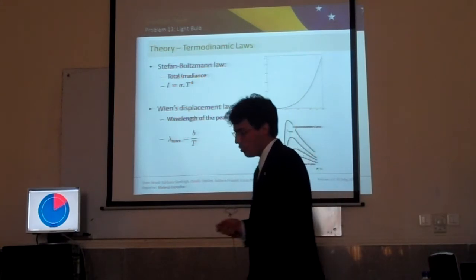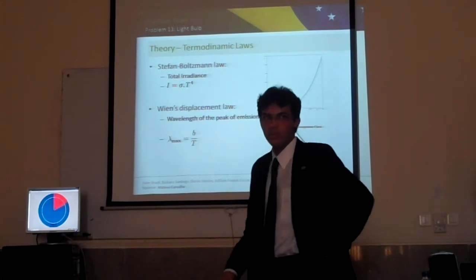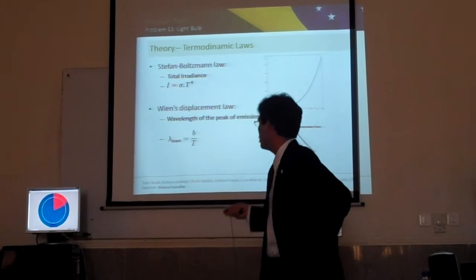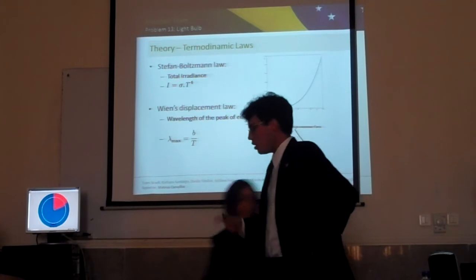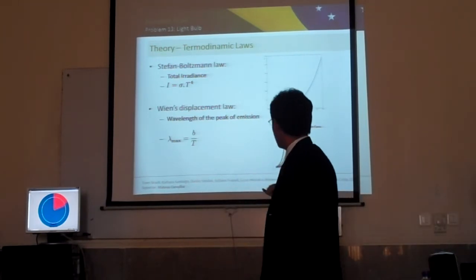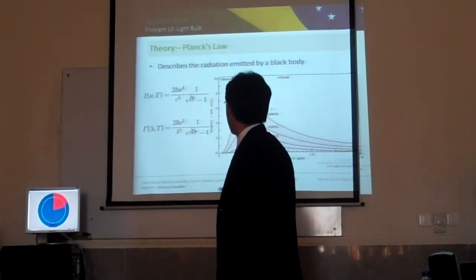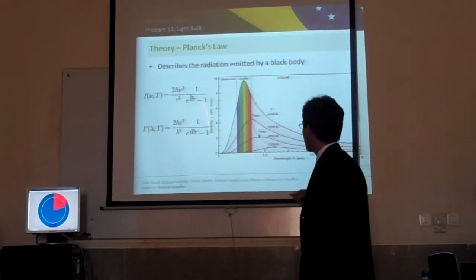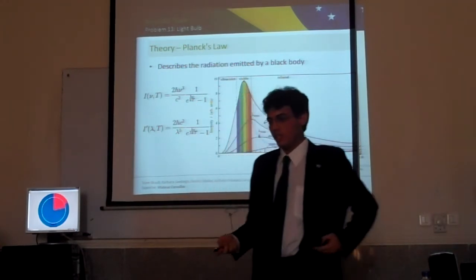Another important topic is the thermodynamic laws. Here we have the Stefan-Boltzmann law, which is very famous. It gives the total irradiance of the material. Then Wien's displacement law talks about the distribution of the wavelength. But all these laws are just particular cases of Planck's law. You can see some expressions of Planck's law in the graph. It describes all radiation emitted by a black body.